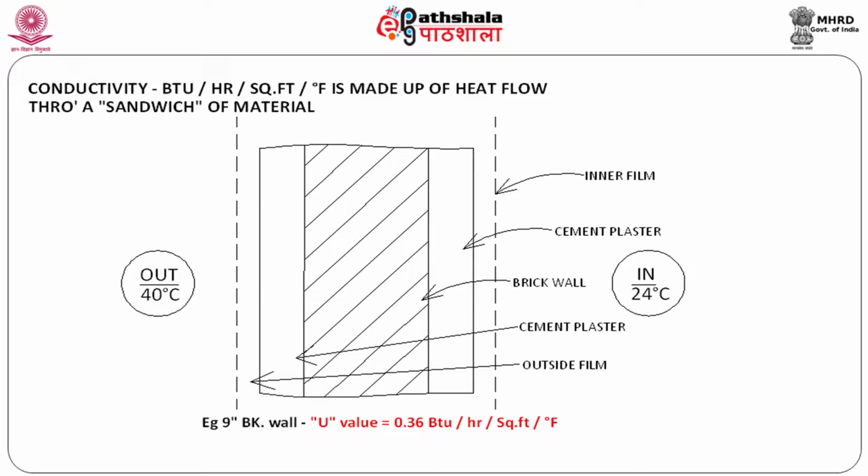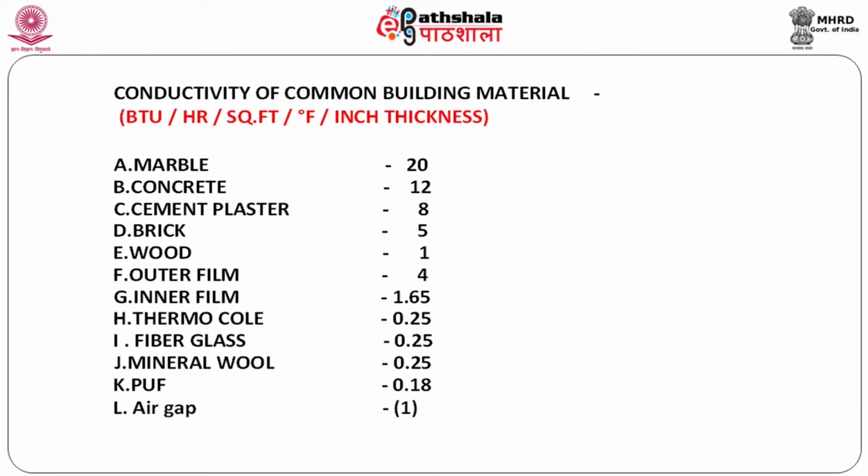And to give you an average idea, a 9-inch brick wall, which is generally adequate for separating an air conditioned space from a 40-degree ambient, you need a 9-inch brick wall which has a U value of 0.36 BTUs per square foot per degree Fahrenheit. This is what you see in red at the bottom of the slide. Now, look at the basic materials that one uses today. You have on your slide a listing of a few common materials: marble, concrete, cement, brick.